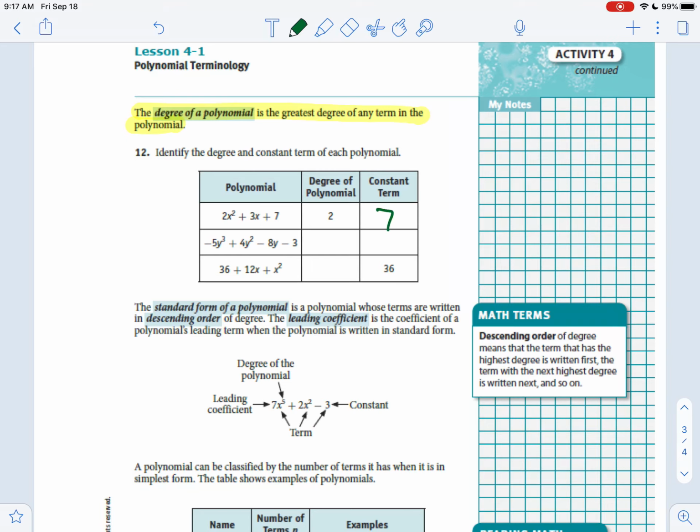In the second expression, we can see that 3 is the highest power. Okay, and coefficient this time is negative 3. And even though it's written backwards, we have an x squared, so that means the degree is 2, and the constant is 36.